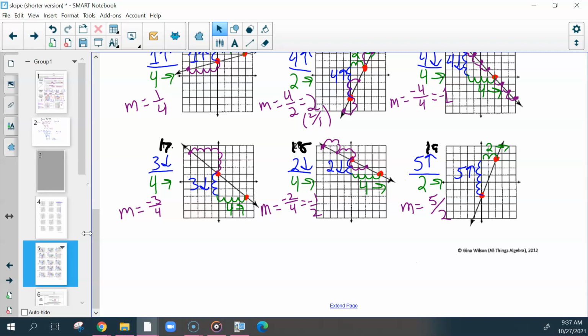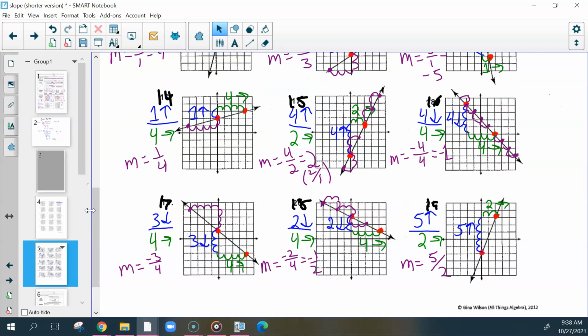Okay, if you had a question, you can raise your hand. For which number? I'm sorry. 14. Yes. Positive 1/4. So if you're going up and right, this should be positive. Did we have other questions?